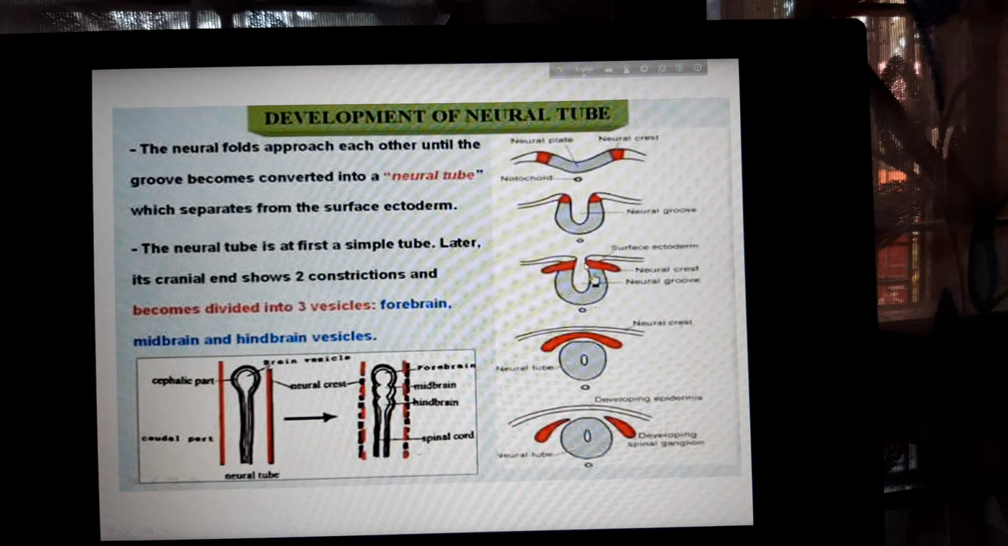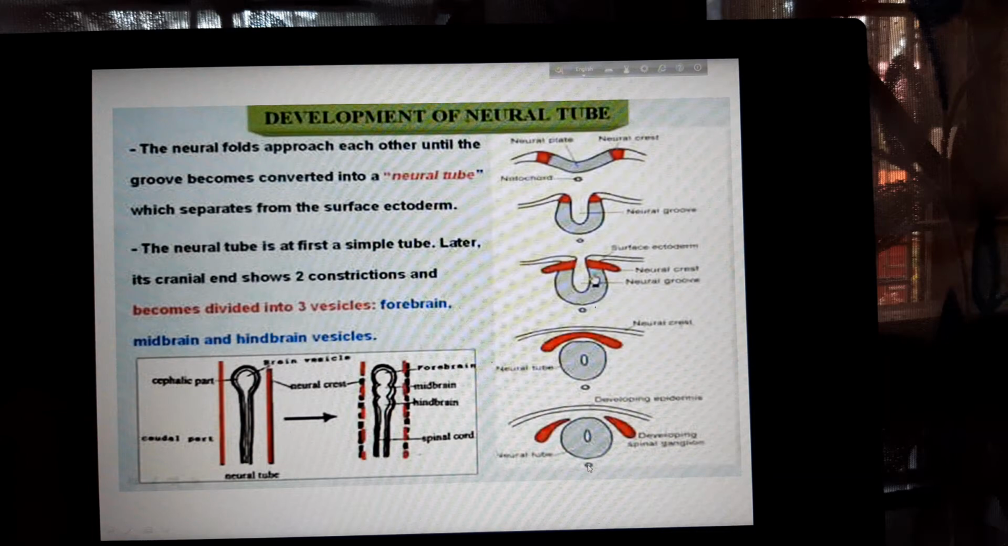to each other. This is the neural groove between the folds, and it is finally converted into a neural tube. This is the tube with a neural space. The neural tube, when formed, sinks down to take a position immediately above the notochord. This is the notochord. Already the notochord is developed.